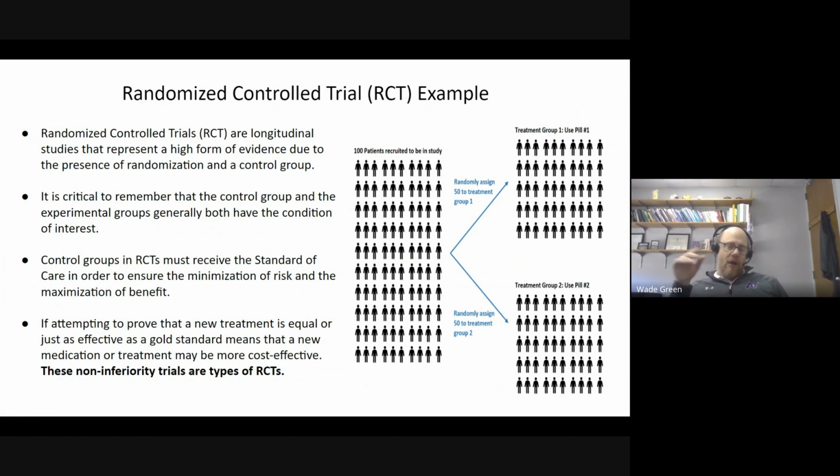Generally speaking, you may also see these types of trials referred to as non-inferiority trials, so ultimately demonstrating that this new treatment is not inferior to the gold standard, and potentially has more benefits than the gold standard. Okay, so that is often something that you may see in a type of randomized controlled trial.